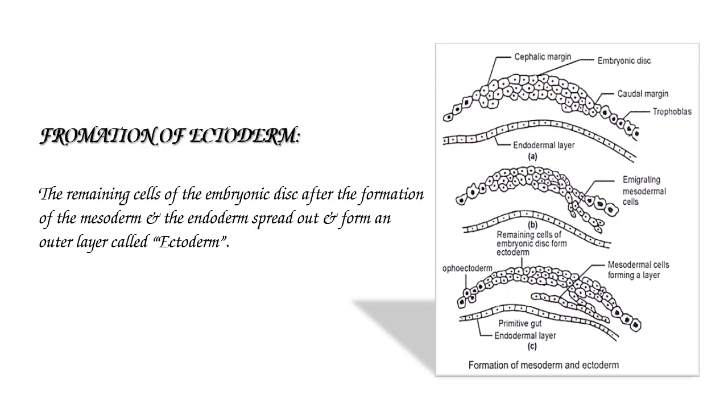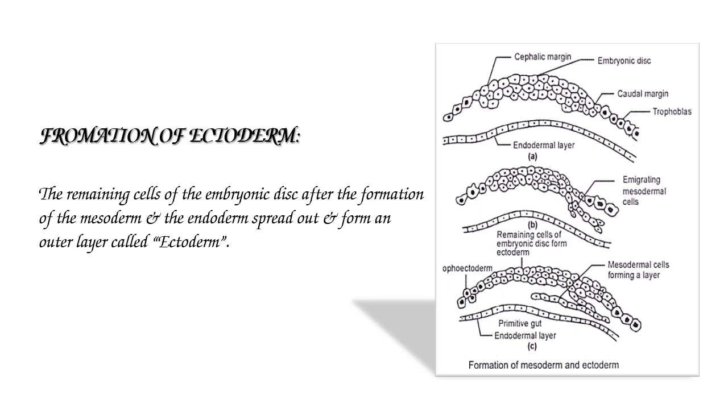So formation of the next embryonic layer or primary germ layer, that is ectoderm. The remaining cells of the embryonic disc, after the formation of mesoderm and the endoderm, spread out and form an outer layer called ectoderm. So already we discussed the first embryonic layer formed is endoderm. Over that endoderm, mesoderm is formed from the caudal margin of the embryonic disc.